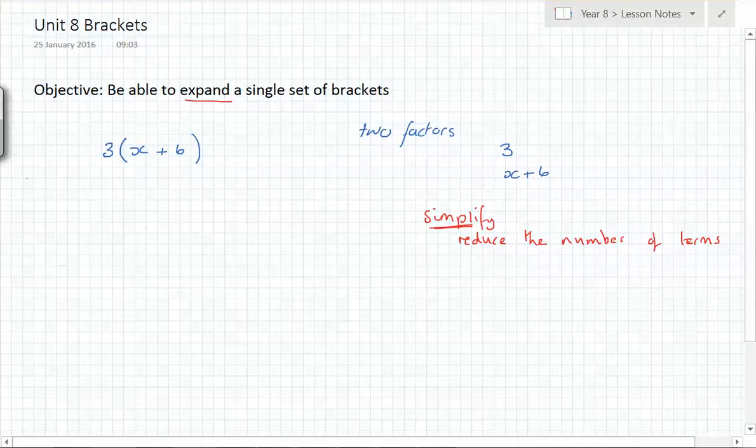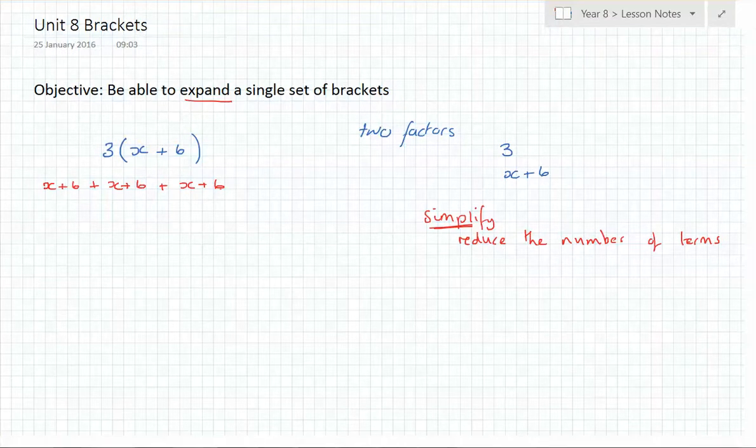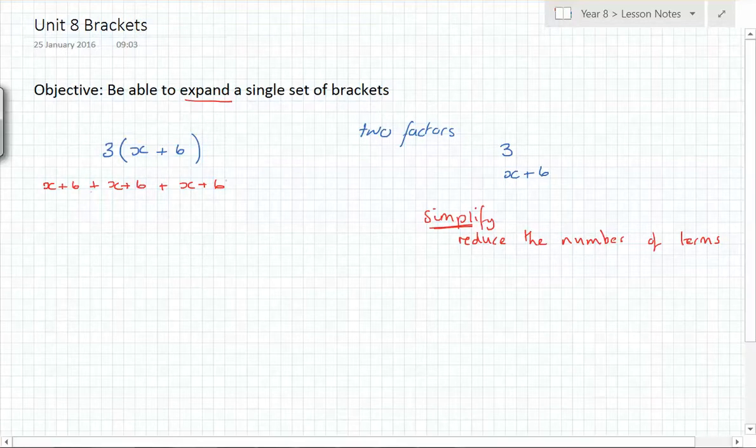You could, yeah, we could write it as x plus 6 plus x plus 6 plus x plus 6. That is right, but it is more complicated, and it can be simplified by collecting everything together. And what could we do? 3x plus 18. Yeah, 3x plus 18.